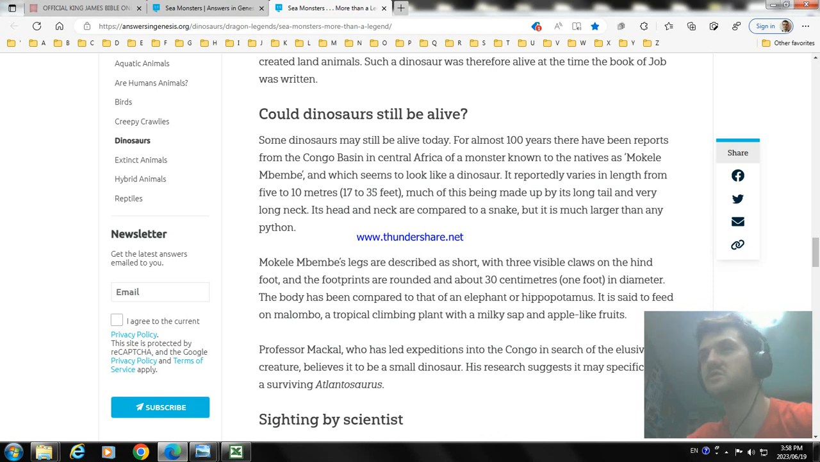Mokele-mbembe is also described as having short, visible claws. Footprints are about 30 centimeters, 1 foot in diameter. The body is compared to an elephant or hippopotamus, and it is said to feed on Malombo, a climbing plant with sap-like fruits.